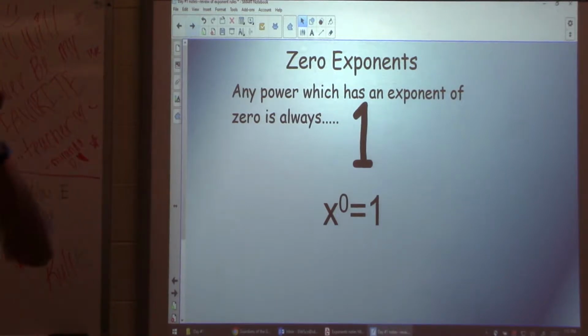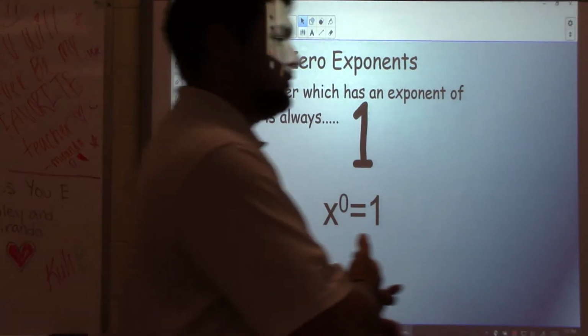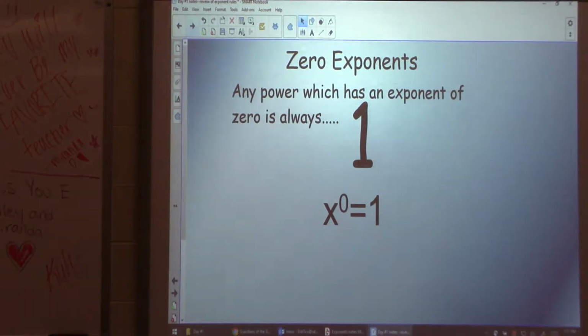Anything with a 0 exponent. So anything raised to the power of 0 is equal to 1. 3 to the 0 power is 1. X to the 0 power is 1. Fire truck to the 0 power is 1. Literally anything. Anything at all to the 0 power is equal to 1. Alright? Doesn't matter what it is. Anything to the 0 power is 1.